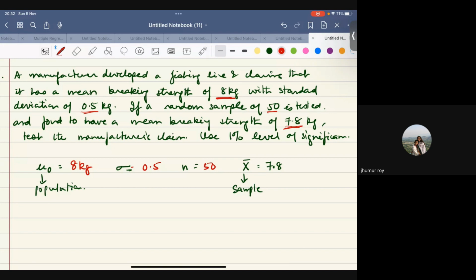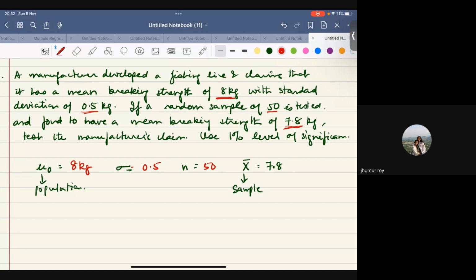Is it within the acceptable region is what you're trying to test. Is everybody clear till here? So for the population, that 3,000 fishing lines which this manufacturer is making, that is the population, because that is taking all the fishing lines which are being produced. So that is the population.